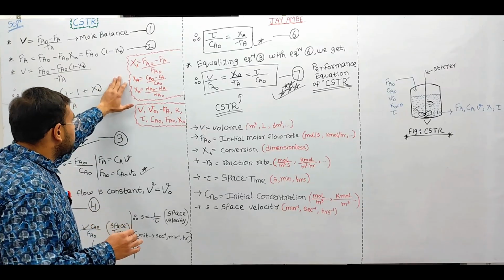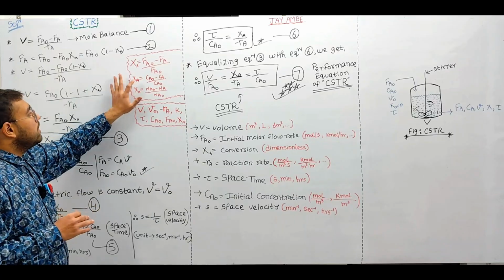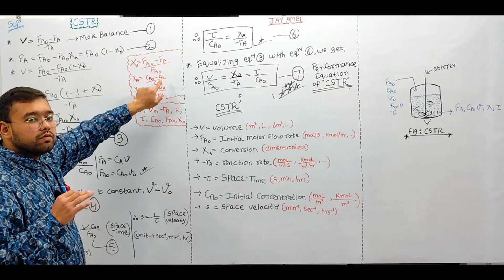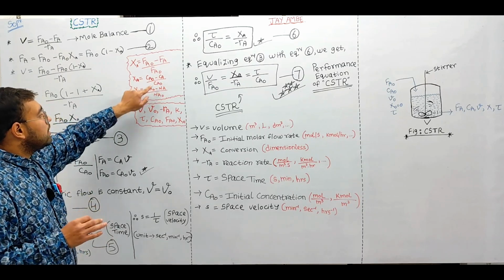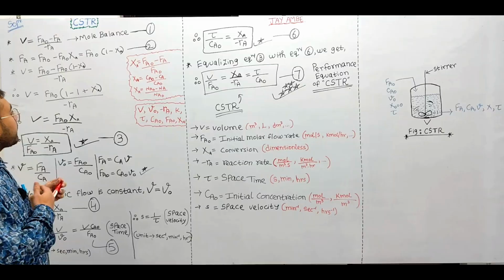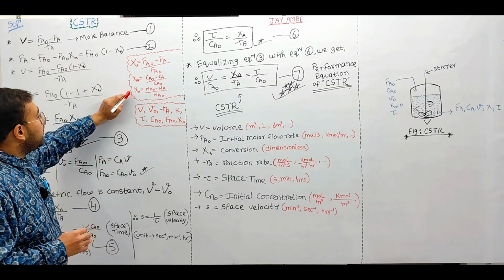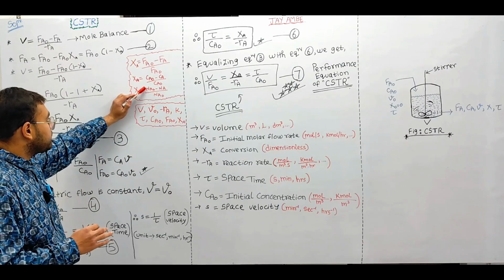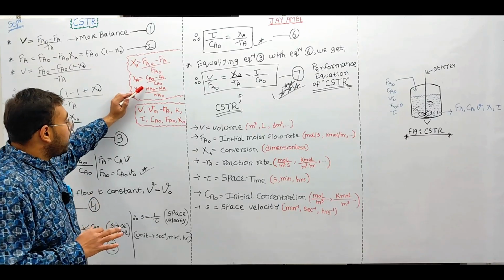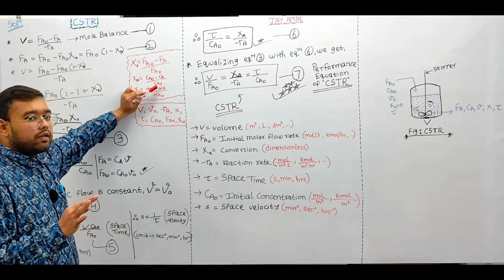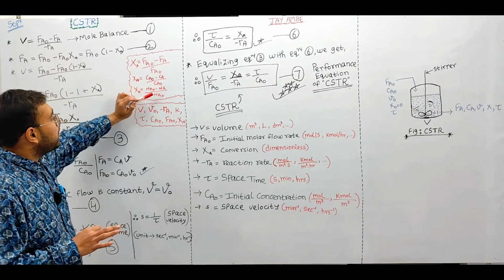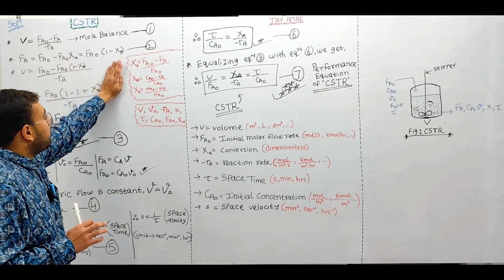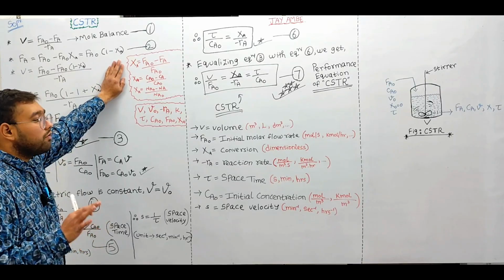In terms of concentration, the conversion can be defined as the initial concentration of reactants Ca naught minus final concentration of reactants Ca, divided by initial concentration Ca naught. In terms of moles, the conversion can be defined as the initial moles of reactants present in the reaction environment Na0 minus the final number of moles Na, divided by initial moles Na0.